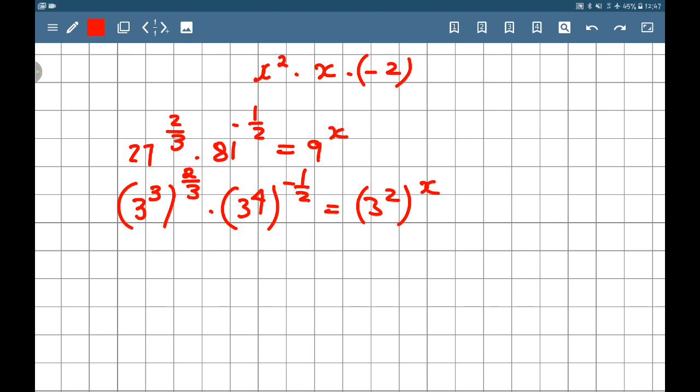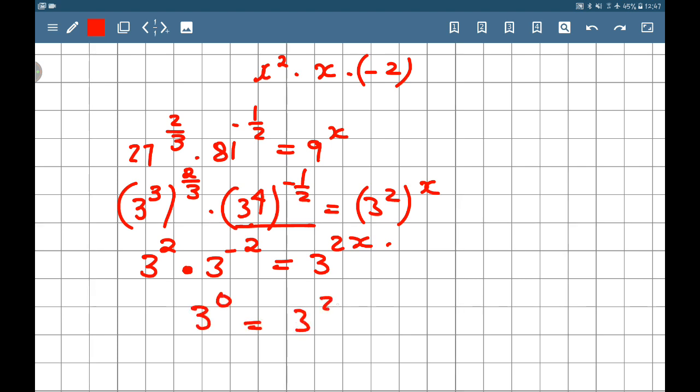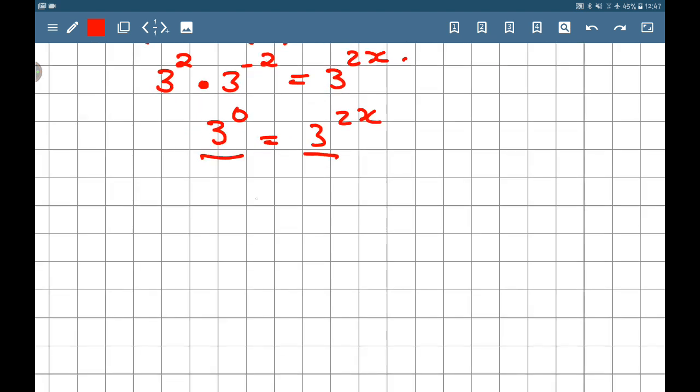Am I right? So this is going to be 3 to the power 2 multiplied by 4, which is 3 to the power negative 2. 3 to the power negative 2 is equal to 3 to the power 2x. When you multiply powers with the same base, you add the exponents, and it's going to give us 3 to the power 0 is equal to 3 to the power 2x. Now that the bases are the same, you equate the exponents, and 0 is equal to 2x, so x is equal to 0. So your 0 was correct.